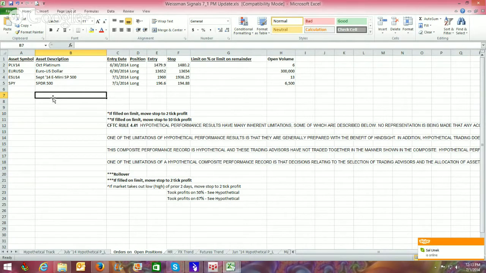A contract like Brent is going to roll. The August Brent will roll in calendar month July, mid-month. By contrast, the September E-mini S&P is not going to roll until September of the calendar. Well, that's good to be aware of.